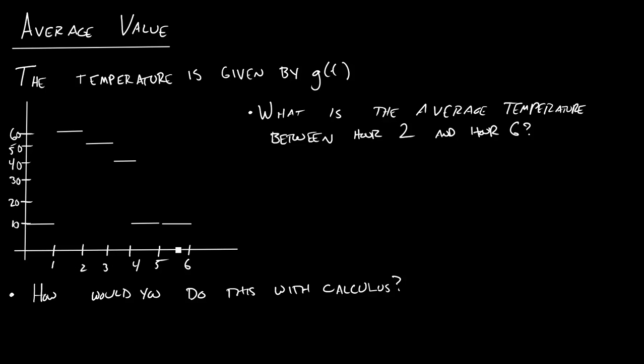The temperature's varying a lot, right? So it starts at 10 degrees, it goes up to 60, 50, 40, and then back down to 10 degrees for the last 2 hours. And we want to know what the average temperature is between hour 2 and hour 6.